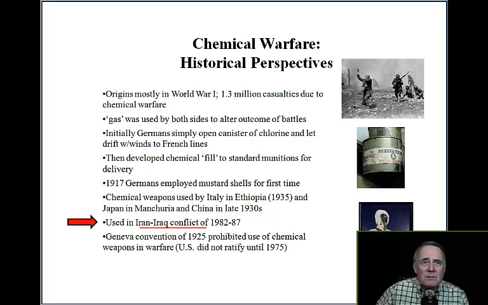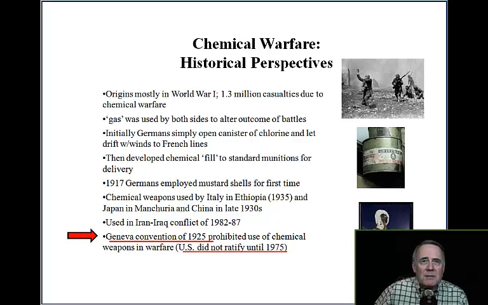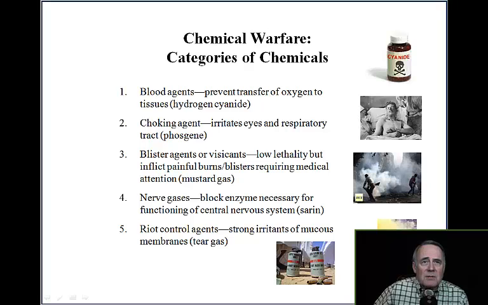The Geneva Convention of 1925 prohibited the use of chemical weapons in warfare. The U.S. did not ratify until 1975. Categories of chemicals in chemical warfare include blood agents. These prevent the transfer of oxygen to tissues, for example, hydrogen cyanide. Choking agents irritate eyes and respiratory tract, for example, phosgene.